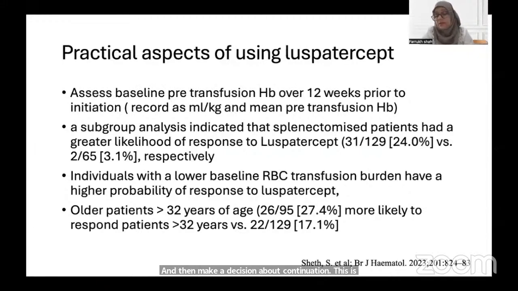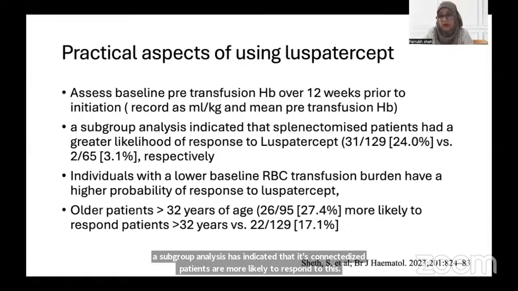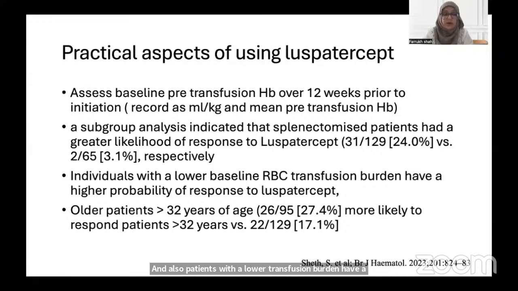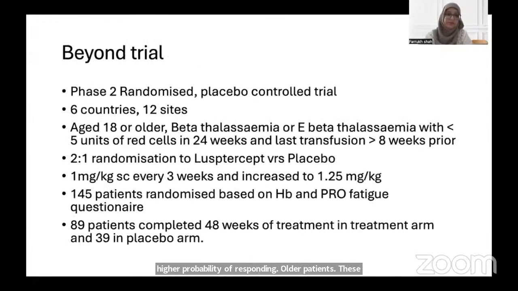The practical aspects around using luspatercept are that it's important to assess pre-transfusion hemoglobin over the 12 weeks prior to initiation, so you know what the mean pre-transfusion hemoglobin is. A subgroup analysis has indicated that splenectomized patients are more likely to respond to luspatercept, and patients with a lower transfusion burden have a higher probability of responding. Older patients, above the age of 32, are also shown to have a higher incidence of response.